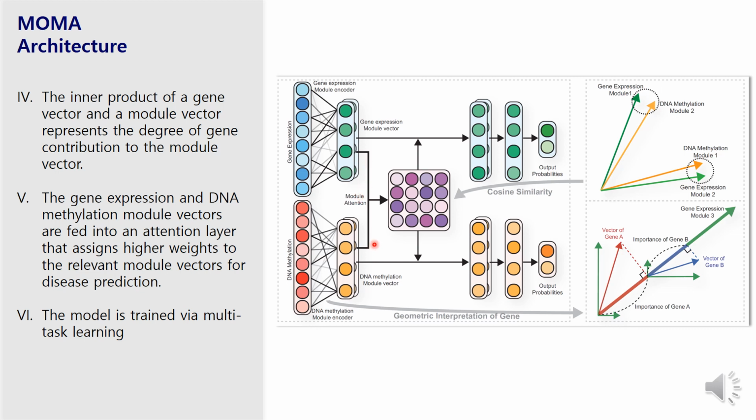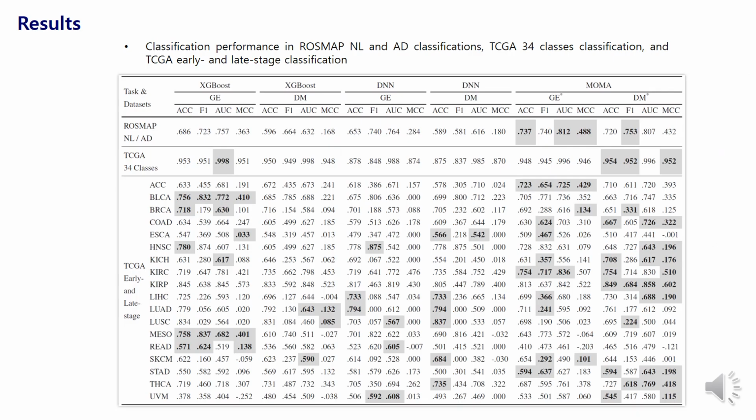The gene expression and DNA methylation module vectors are fed into an attention layer that assigns higher weights to the relevant module vectors for disease prediction. The model is trained by multitask learning.